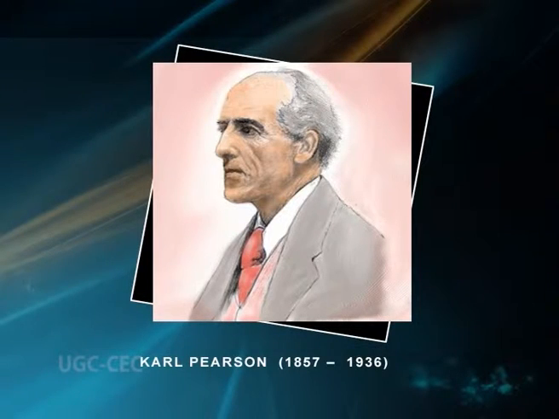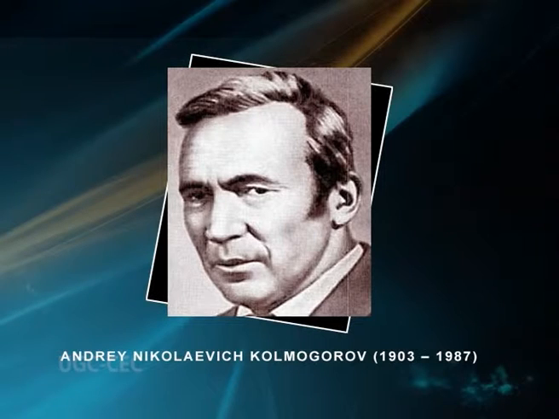Karl Pearson, 1857 to 1936, introduced the idea of correlation analysis and the most important test of significance, the chi-square test of goodness of fit. In 1933, a monograph by a Russian mathematician A. N. Kolmogorov outlined an axiomatic approach based on measure theory, which forms the basis for the modern theory of probability.